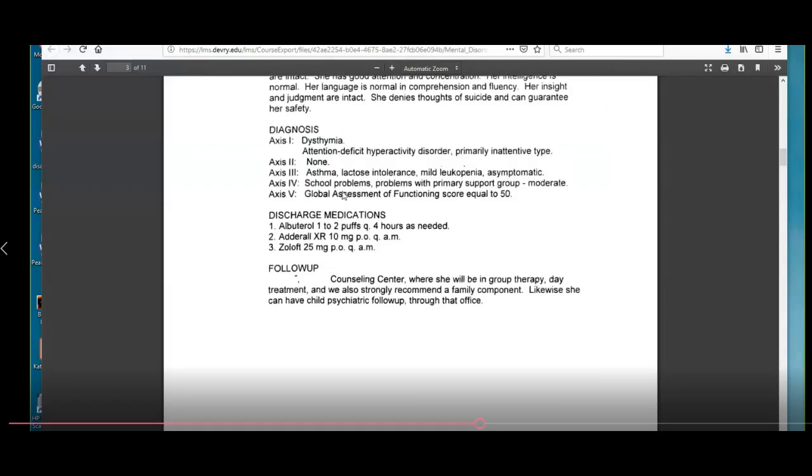Discharge medications, those are important, right? We need to know what we're treating, so they have her on the albuterol, the Adderall, and the Zoloft. The follow-up is to a counseling center where she will be in group therapy, day treatment, and we also recommend that the family component's there. Likewise, she will have a child psychiatric follow-up through that office.